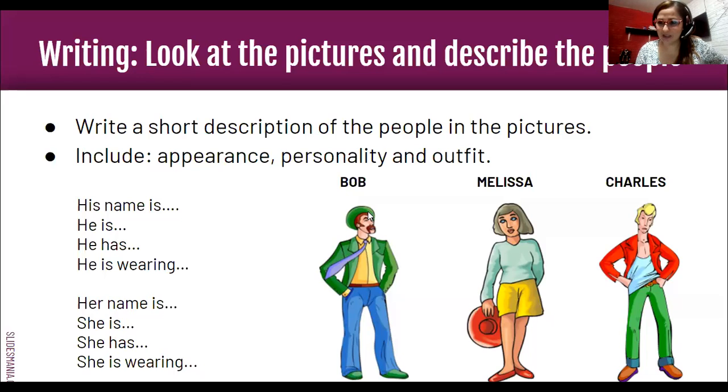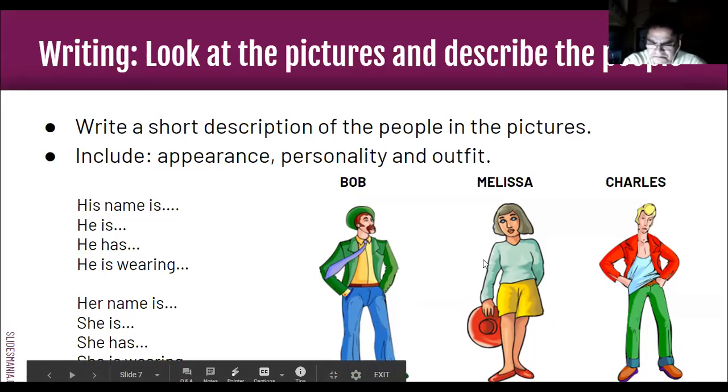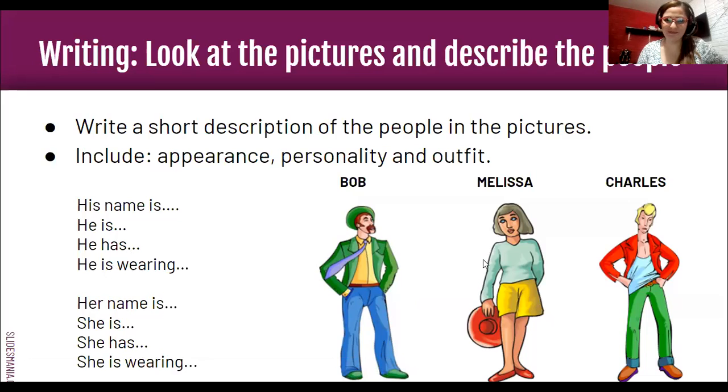Carlos. Her name is Melissa. He is very pretty. He has gray hair. She is wearing red hat, yellow short, red shoes, light green t-shirt. Okay, light blue, I guess. It's light blue t-shirt. I guess it's a light blue blouse. No, que no distinguía mucho el color.